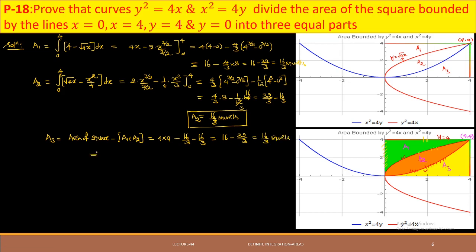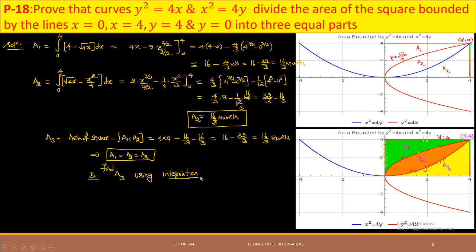So this implies A1 is equal to A2 is equal to A3. So this proves the result. Now A3 you can find out, this is an exercise for you. Find A3 using integration. So set up an integral to find out the area of the region A3.